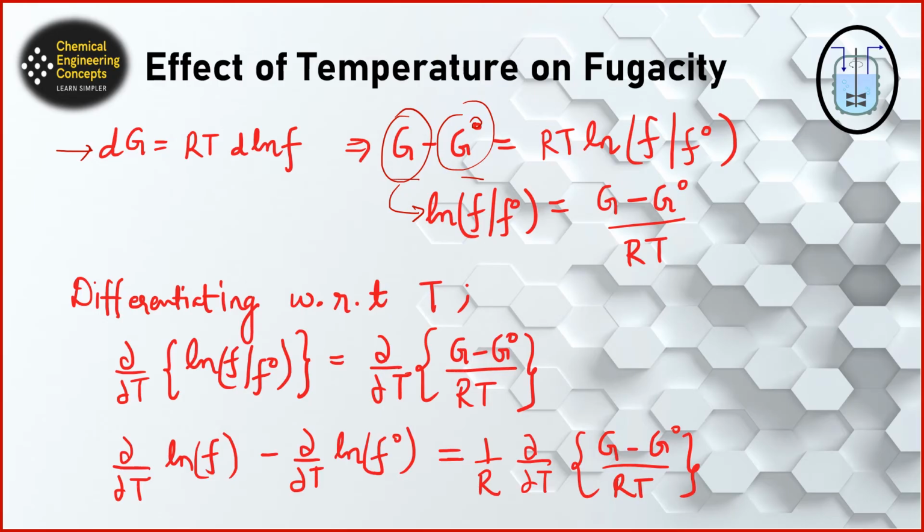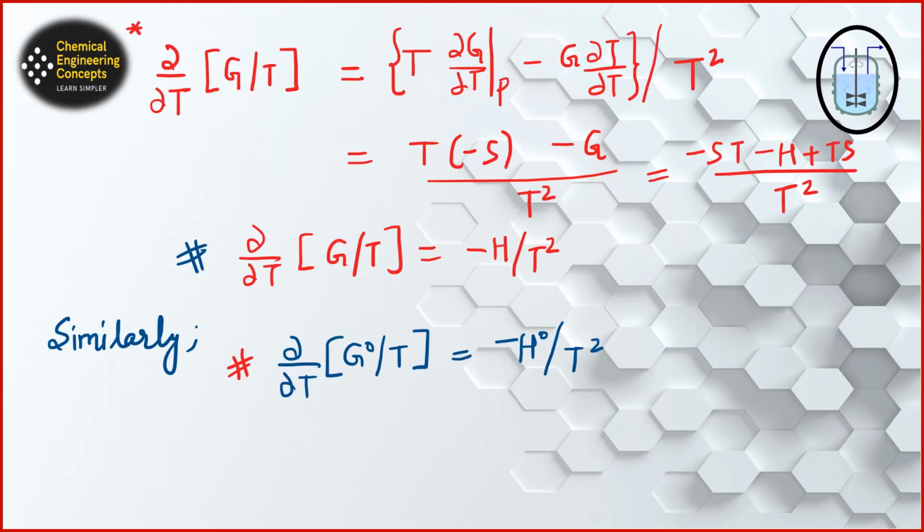Now let's differentiate the equation with respect to temperature, on both sides, right guys? You can see this is the simplified form. Now we will look at this. If you take G upon T and differentiate G upon T with respect to temperature, what will happen? This is going to be our solution, right?